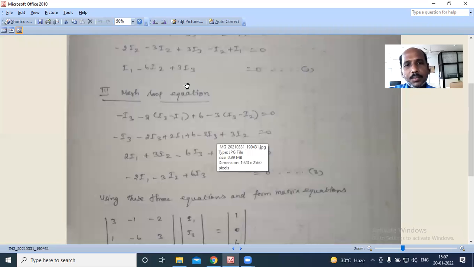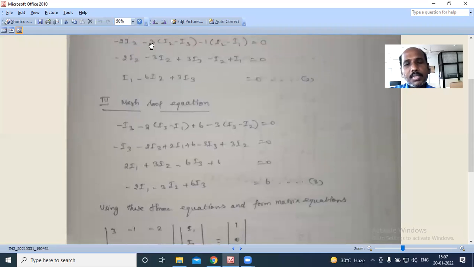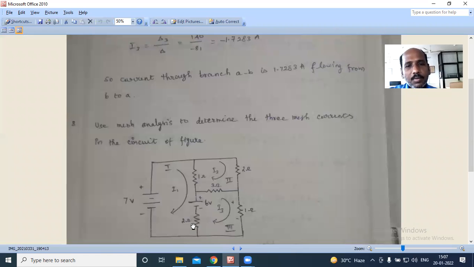Here in mesh 2, I'm writing minus 3 into I2 minus I3. Our next one is the next resistor, the 1 ohm resistor. Let us see the diagram. Again, I will show the diagram here. The 1 ohm resistor is there. So here, minus 1 ohm into the current flowing through the 1 ohm resistor, what?